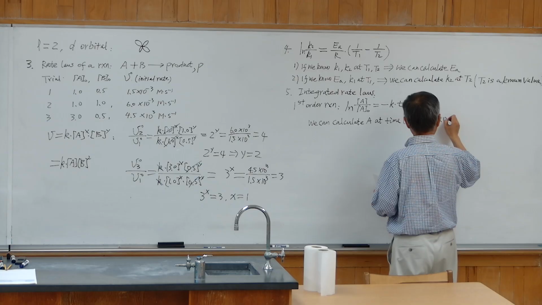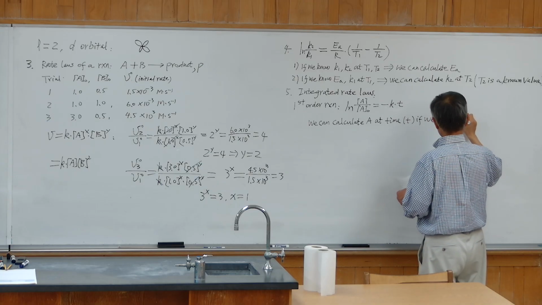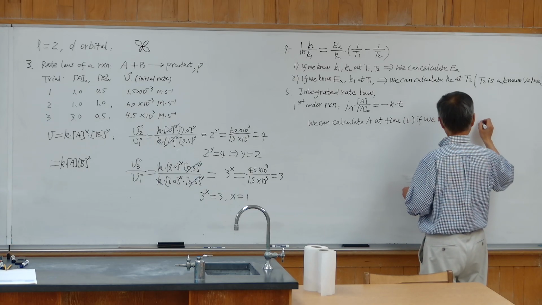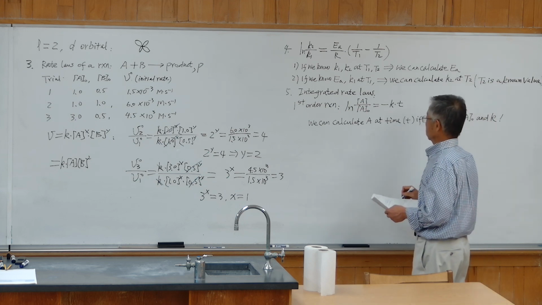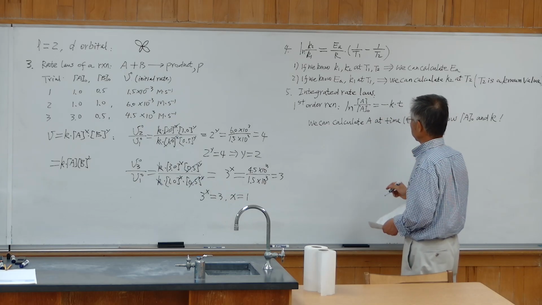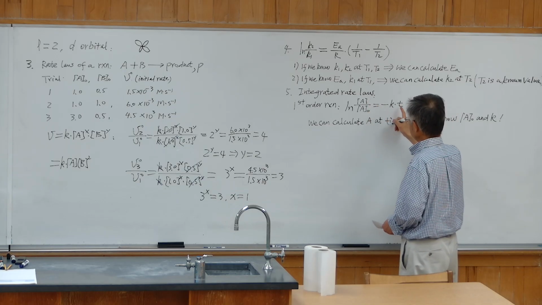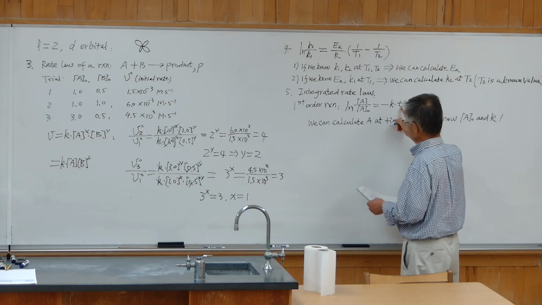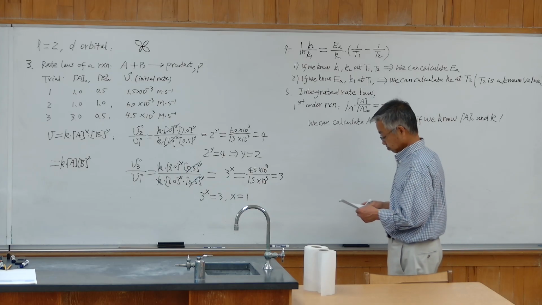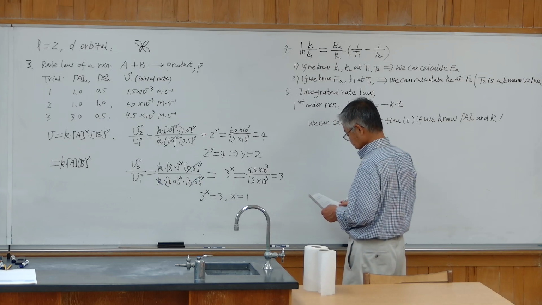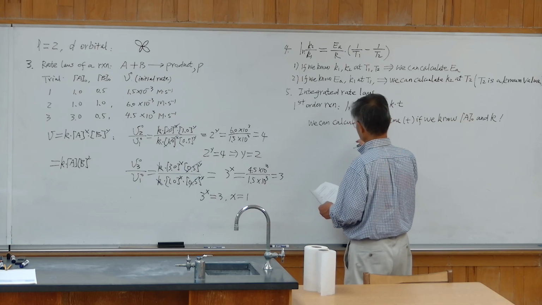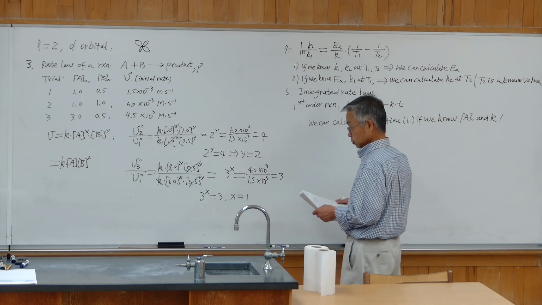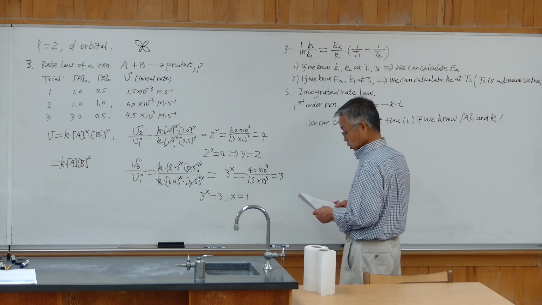If we know initial A concentration together with K, then we can calculate the A concentration at any time T. Of course, the initial concentration and the concentration at any time T must be in the same unit. So in most cases we use molar concentration, so mole per liter.